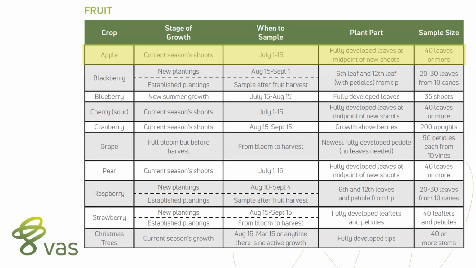As you can see, for apples, the stage of growth is current season's shoots, the fresh stuff. When to sample would be about July 1st to the 15th on a normal year, but we all know normal years don't always happen. The part of the plant is the first fully developed leaves at the midpoint of the new shoots, and 40 leaves or more. More should be bolded.